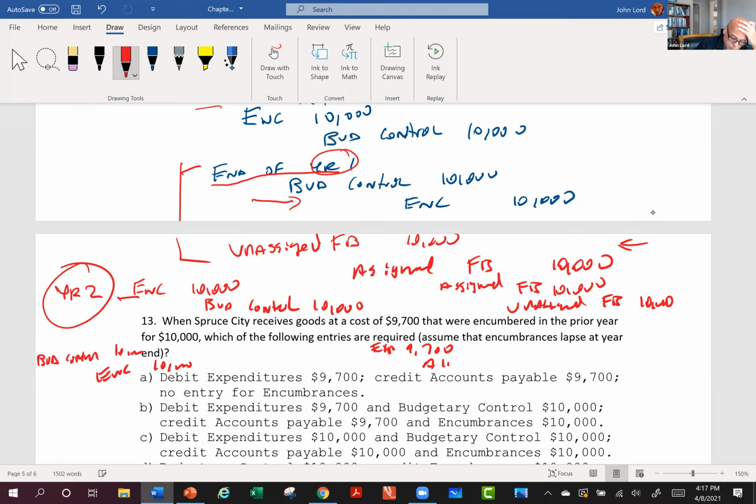Okay, good. So after you do all that, did you debit expenditure for 9,700? And credit accounts payable for 9,700 and make no entry for encumbrance? No. Did you debit expenditure for 9,700, credit budgetary control for 10,000, credit accounts payable for 9,700 and credit encumbrances for 10,000? Did you debit expenditure for 9,700? Did you debit budgetary control for 10,000? Did you credit accounts payable for 9,700? Did you credit encumbrances for 9,700? Yep.